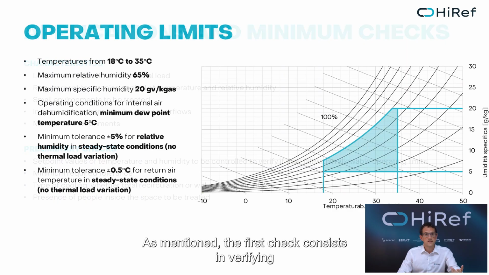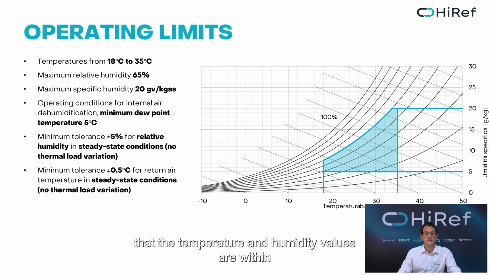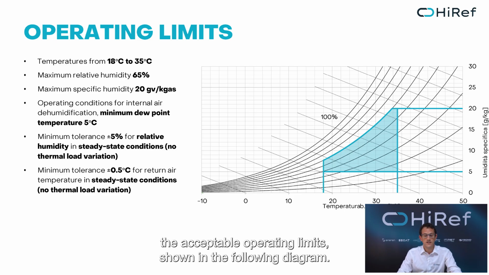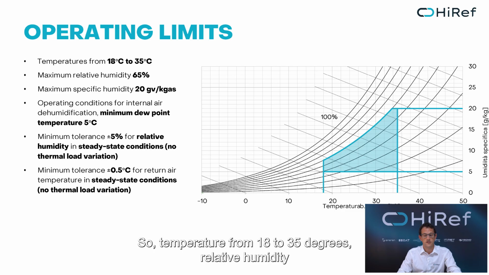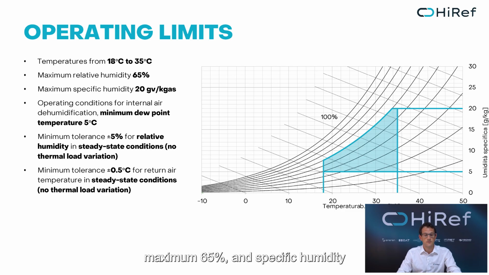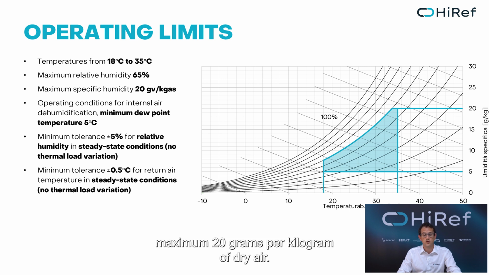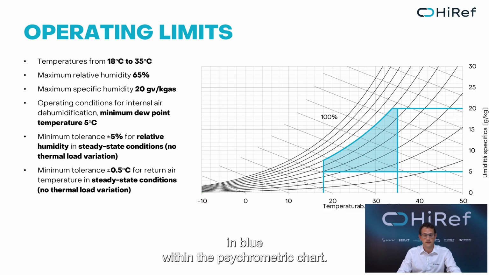As mentioned, the first check consists in verifying that the temperature and humidity values are within the acceptable operating limits shown in the following diagram. So temperature from 18 to 35 degrees, relative humidity maximum 65% and specific humidity maximum 20 grams per kilogram of dry air. Operating condition for indoor air dehumidification: minimum dew point temperature of 5 degrees. So all these parameters define this area, in blue, within the psychrometric chart.